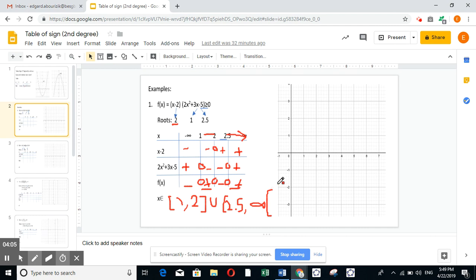Suppose now I want to graph it graphically. I have a root at 1. Let me put here the root at 1.